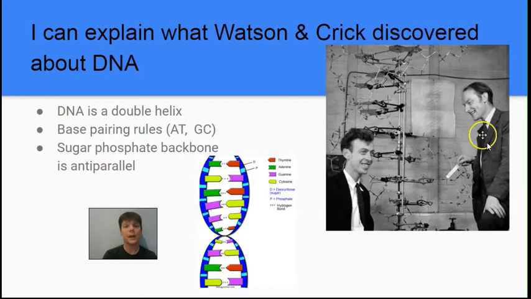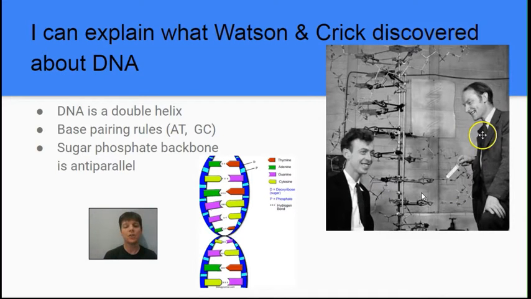Our next learning target is to explain what Watson and Crick discovered about DNA. This is an image of James Watson and Francis Crick with their model of DNA. They discovered that DNA had the famous double helix structure, so it looks like a rope ladder which is being twisted as it comes down.